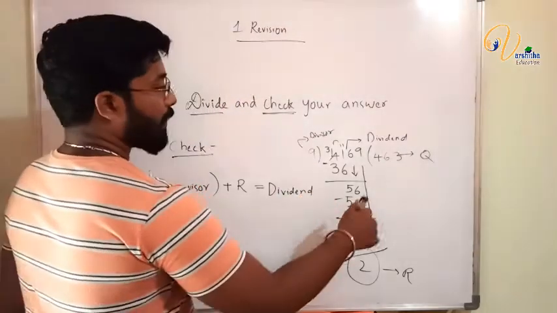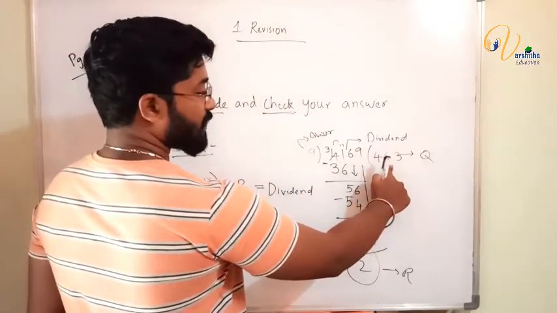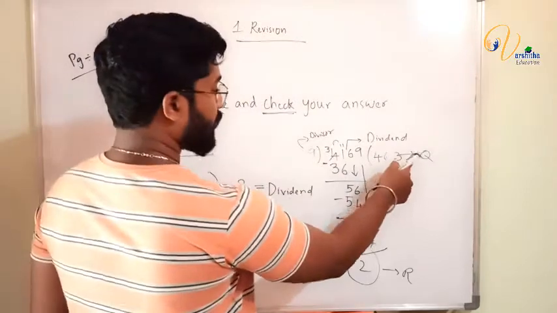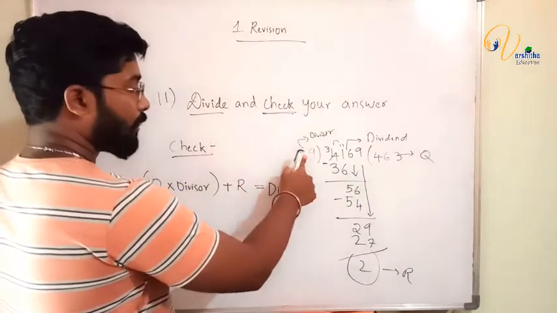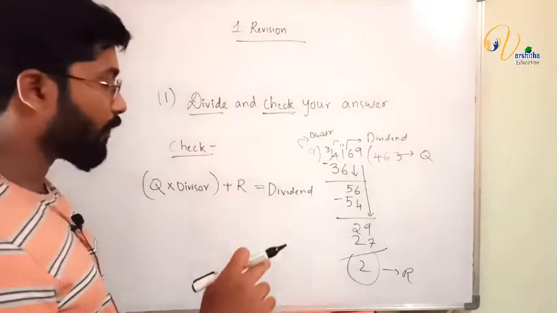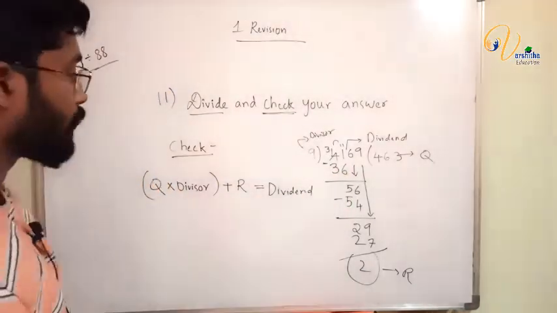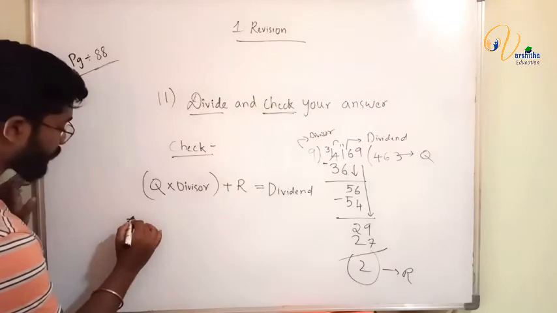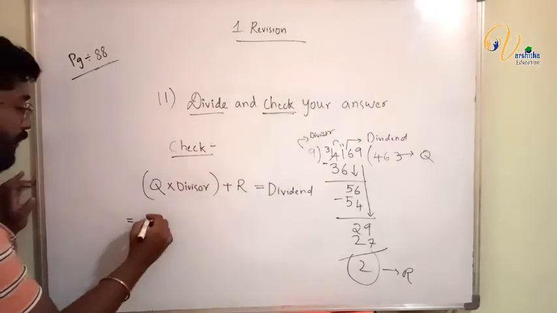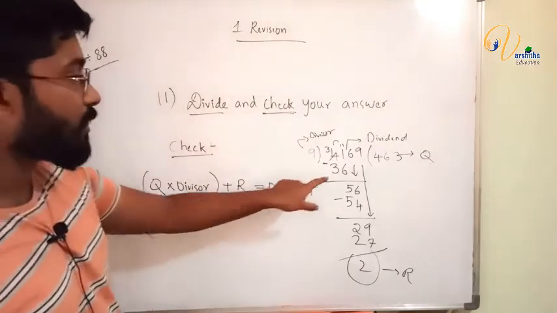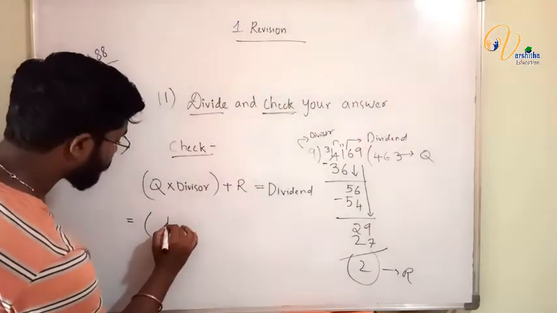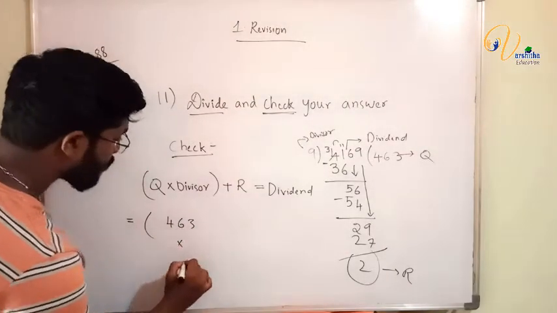If you are multiplying this 463 into 9, that means quotient into divisor, and to that product you add the remainder, you should get the dividend. Clear? So let us check. This is like a formula. What is the quotient here? 463 into 9.